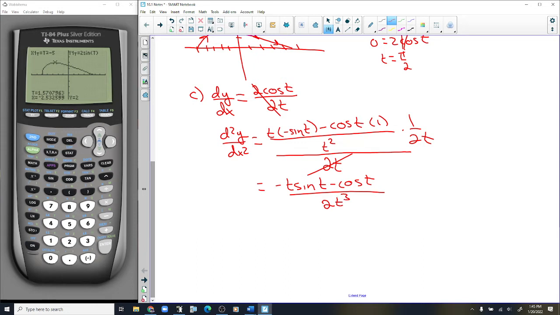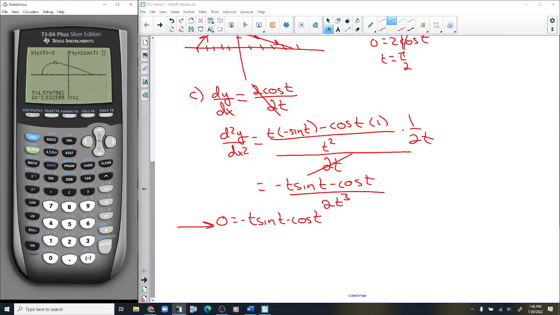Now let's not forget what we're trying to do. We're trying to find the point of inflection. So we want to know where this is 0. Well, you wouldn't be able to solve that by hand. That's going to be a decimal value. Not only that, this is not a parametric equation anymore. We're just trying to solve this one single equation.